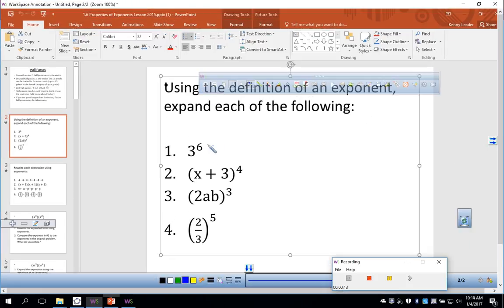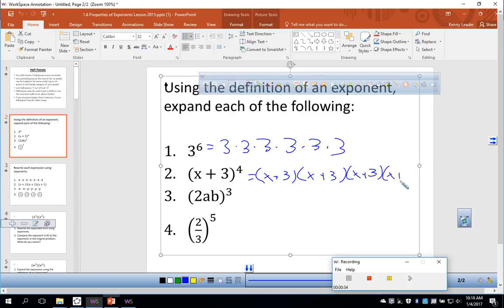There we go. Okay. 3 to the 6th power means what? 3 times 3 times 3 times 3 times 3 times 3. x plus 3 to the 4th power means what? x plus 3 times itself 4 times. Okay, x plus 3 times x plus 3 times x plus 3 times x plus 3.